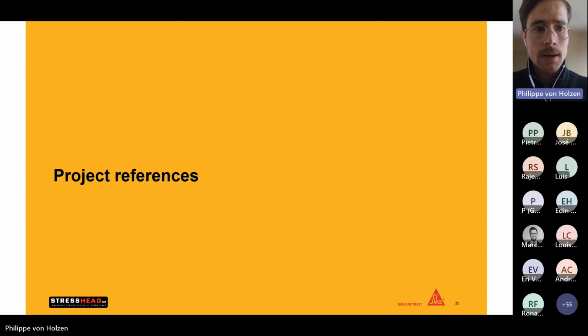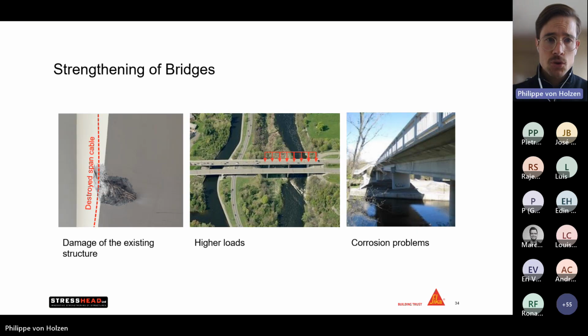Now, knowing a little bit about how the system itself works, I'm very excited to share with you some references so that you get a better understanding of how the system can afterwards be used in your daily life. I'd like to start with bridge strengthening, with a quick overview of how it can be used in those cases.